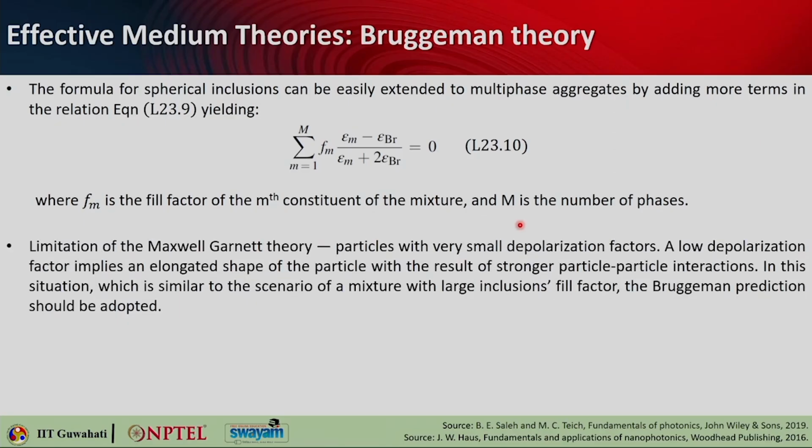So, the limitation of the Maxwell-Garnett theory is that it requires particles with very small depolarization factors. Now, what do we mean by depolarization factor? A low depolarization factor means the particle polarizes strongly. You may think of elongated shapes like ellipsoids, and these kinds of shapes may result in strong particle interaction. As I mentioned previously, in Maxwell-Garnett you do not want those kinds of interactions to come into play. So, in this situation, which is similar to a mixture with large inclusions and high fill factor, Bruggeman's prediction can be adopted.